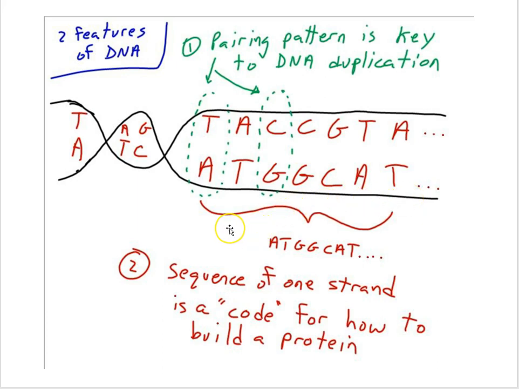In this lesson then, we'll look at how it is that the DNA molecule can store information. And the general idea is that the sequence of one strand is a code for how to build a protein. So we're not talking about the stickiness of the letters, we're now talking about the sequence of the bases along one strand of DNA. That sequence is a recipe for building a protein.